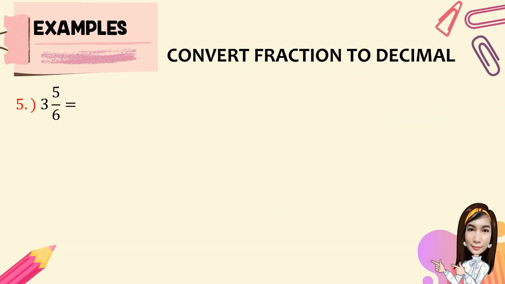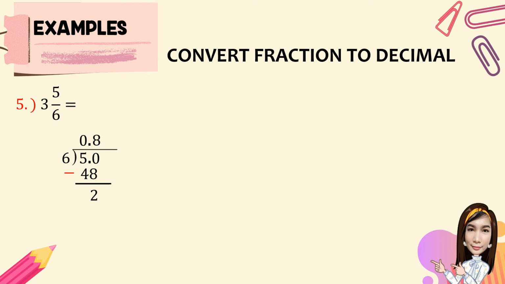For number 5, we have 3 and 5 over 6. So here, we just convert the fraction only to decimal. So simply divide 5 divided by 6. Cannot be, so we write 0. Then we add a decimal point on the divisor and also on the quotient. Then we add 0 on the divisor. So that will become 50 divided by 6 is equal to 8. Then multiply 8 times 6, we have 48. Then subtract 50 minus 48 is equal to 2.